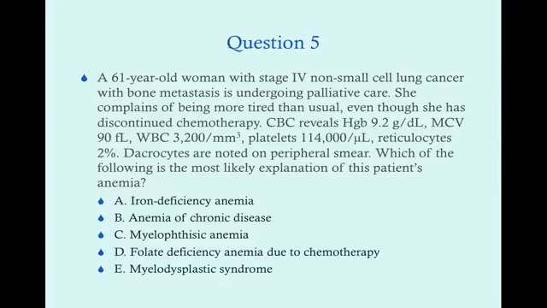A. Iron deficiency anemia. B. Anemia of chronic disease. C. Myelodysplastic anemia. D. Folate deficiency anemia due to chemotherapy. Or E. Myelodysplastic syndrome. All right. So this is a relatively straightforward short question. And the answer is C, myelodysplastic anemia.